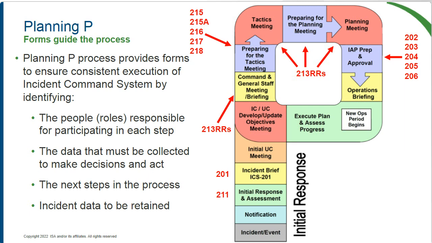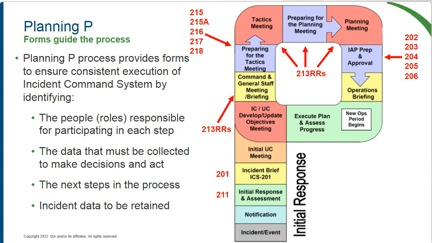So one of the critical forms is this 213RR, which is our resource request. So the team within that operations section says, I need resources. The other organizations, the other section chiefs go off and get me those resources, right? That's what the value of this is. We agree on who we need.